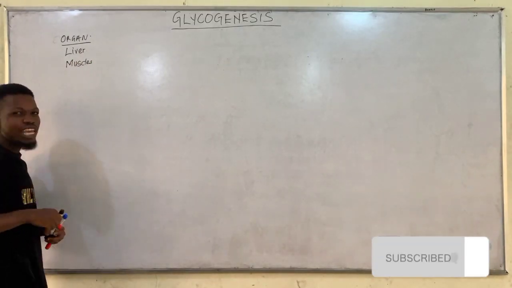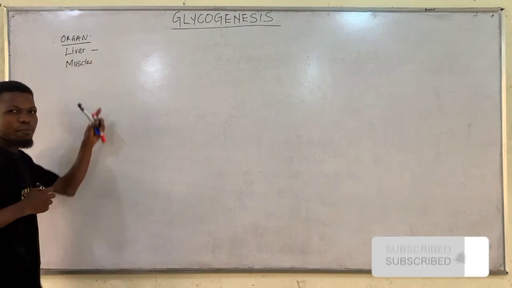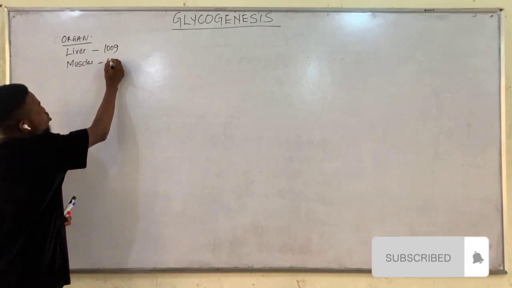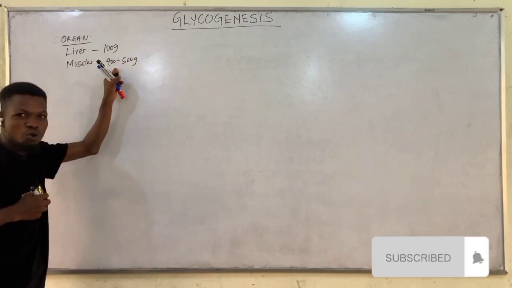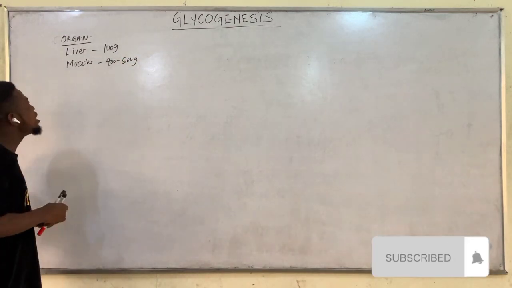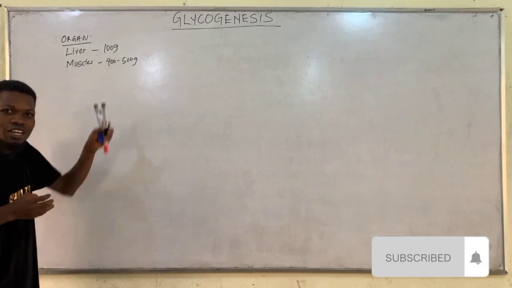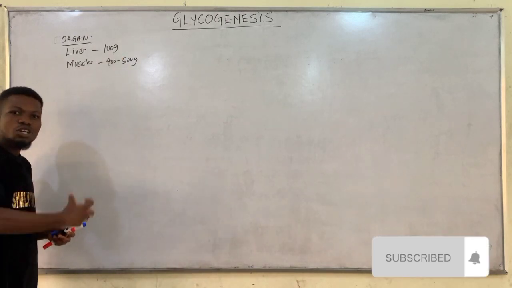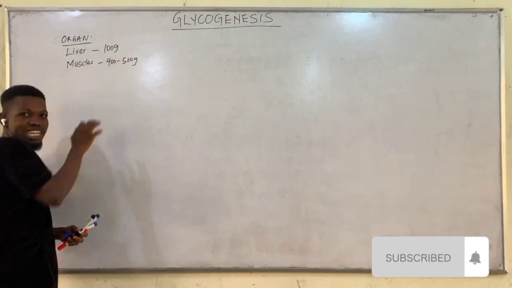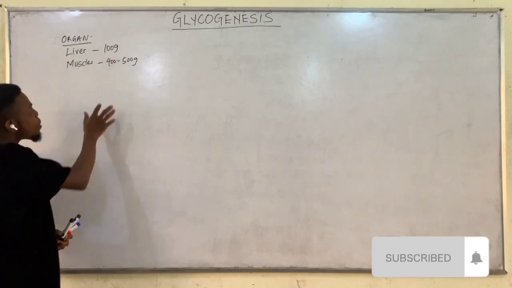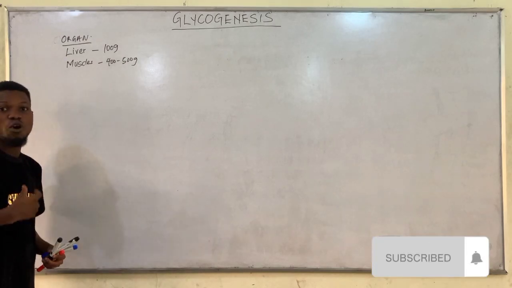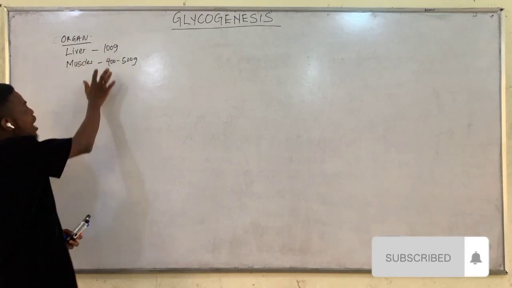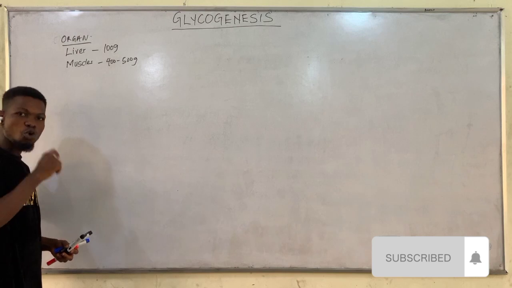We can store about 100 grams of glycogen in the liver, while in the muscles we can store about 400 to 500 grams of glycogen. That tells us that glucose is stored in the form of glycogen. So how much glucose can be stored as glycogen in the liver? About 100 grams. Also in the muscles, we can store about 400 to 500 grams of glucose in the form of glycogen. But where exactly does glycogenesis occur? It occurs in the liver cell.